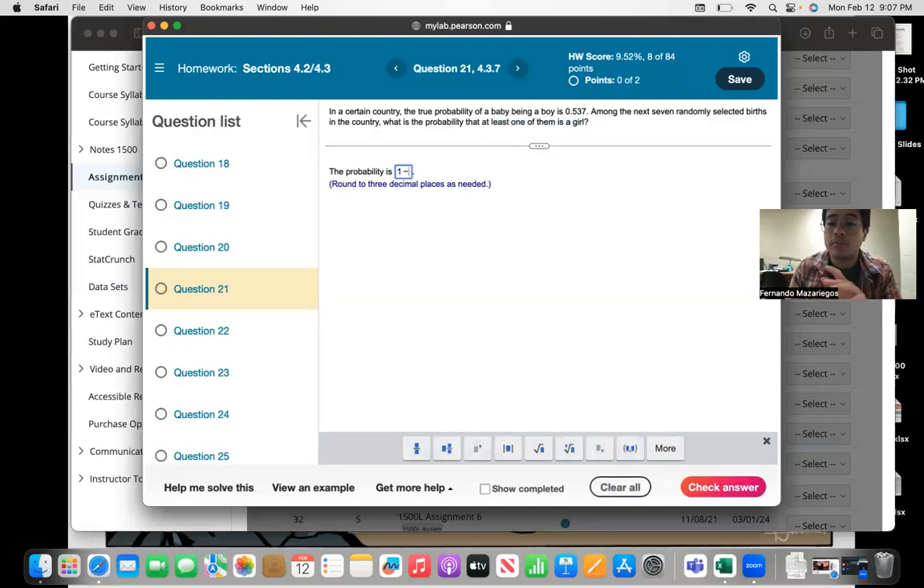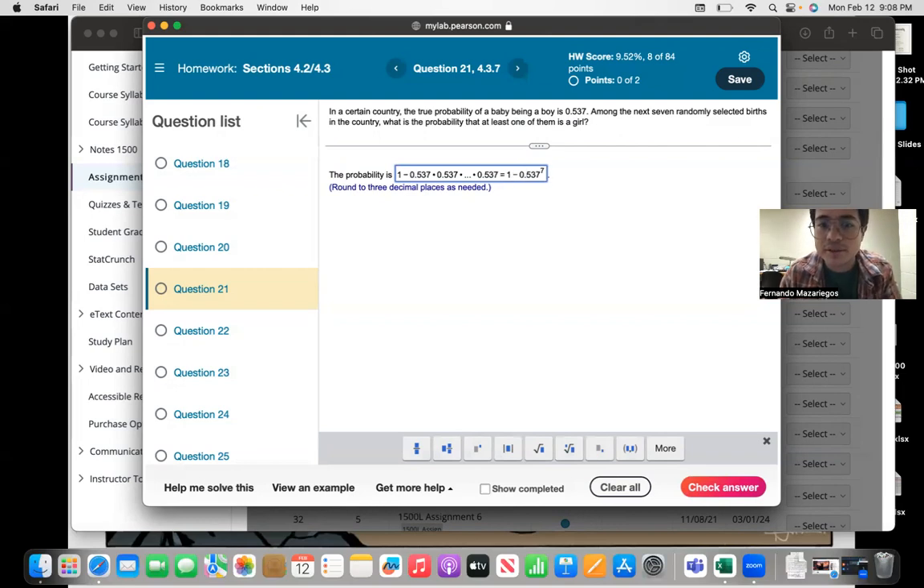And how do we find that probability? We're selecting 7 babies, and the probability of each one being a boy is 0.537. Remember, by the multiplication principle, that means I need to multiply each one of these probabilities. How many of these am I multiplying? I'm multiplying 7 of them. So this is the same as 0.537 raised to the 7th power.